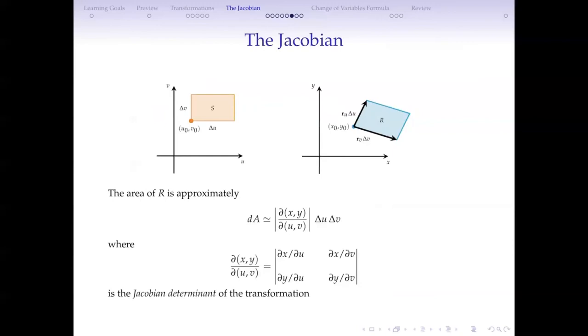So what I get is that the area of R, which is like my dA in a would-be integral, is just the area of S times this factor, where this factor is what's called the Jacobian determinant of the transformation.